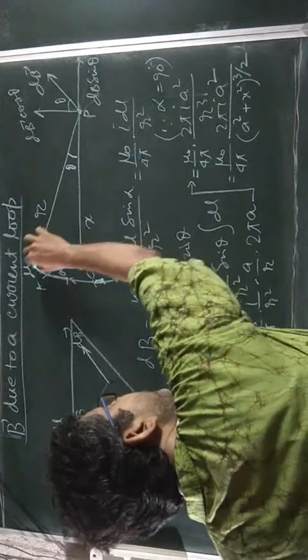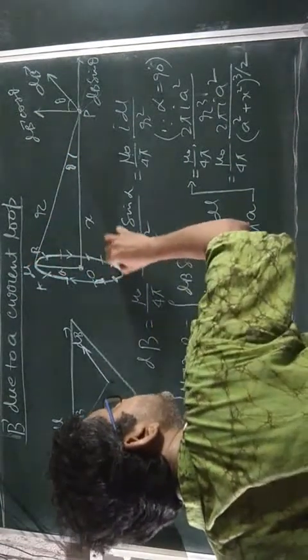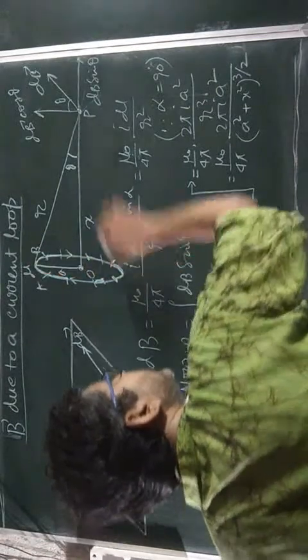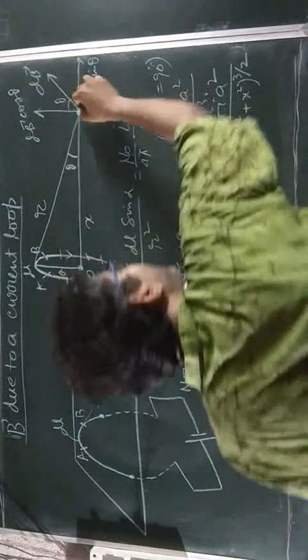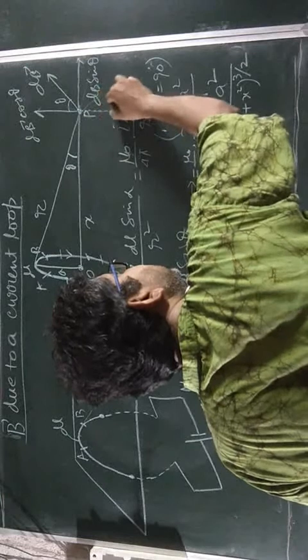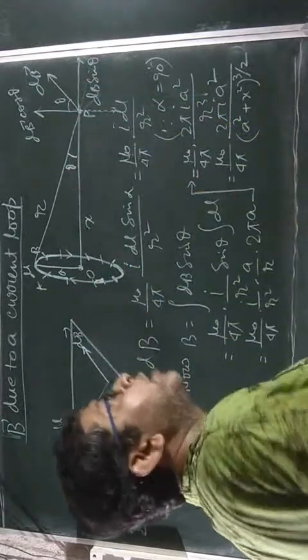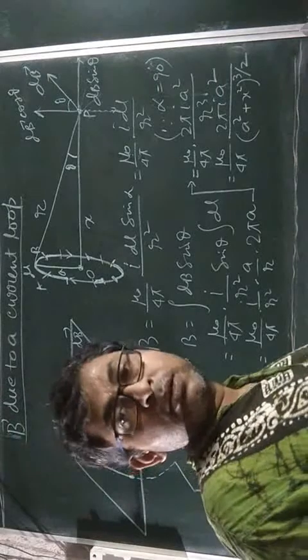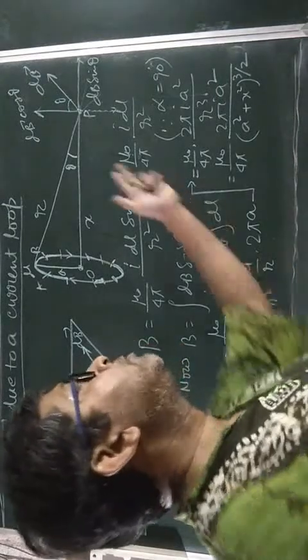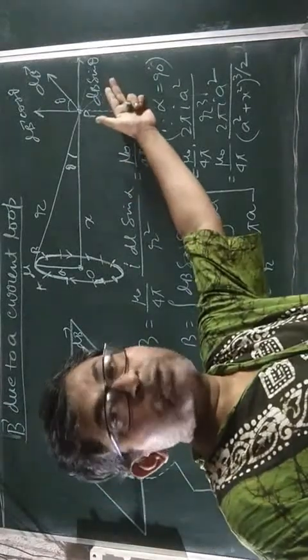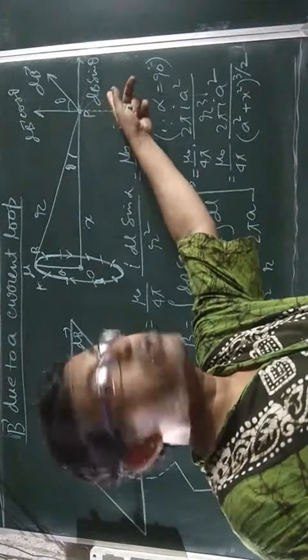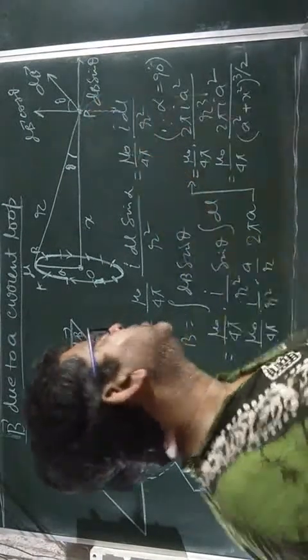Now, for every diametrically opposite element, the two dB cos theta components will cancel each other. That means no dB cos theta component will exist ultimately, and all dB sin theta components will join together to produce the net magnetic field at P.